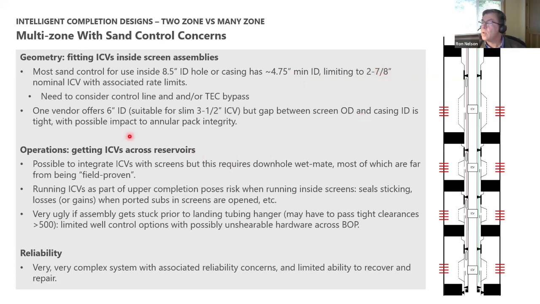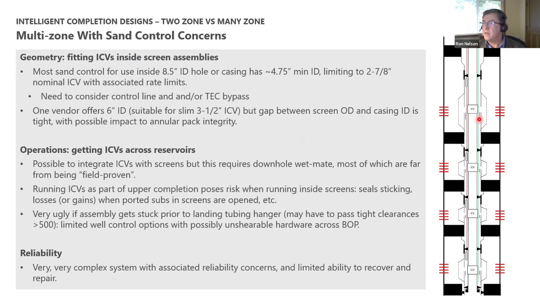There is one vendor I know of, and possibly more, that has a 6-inch ID single trip multi-zone screen assembly, and that would be suitable for a 3.5-inch ICV. That's actually a design we worked up for that client in the Gulf of Mexico. But one downside is the gap between the screen OD and the casing ID is really tight, and that can impact your annular pack integrity. So you may be risking your sand control to fit a bigger valve in there.